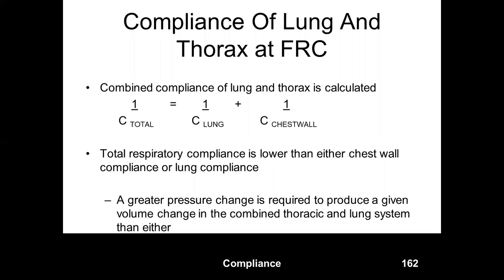Because of that, if you want to find the total compliance of the respiratory system, it's not a simple addition of lung compliance and chest wall compliance. It's like having resistors combined in parallel. So 1 over the total pulmonary compliance is the same as 1 over the lung compliance plus 1 over the chest wall compliance. As I mentioned, I'm going to focus on the chest wall compliance later.